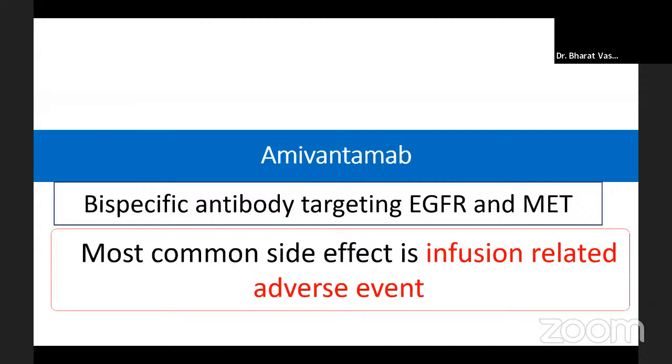So 60, 70%, the first dose is horrible. You can't give this drug without the presence of a doctor because 7 of the 10 will have an infusion-related adverse event. It is a dictum probably rather than an exception. So infusion, you have to be sure. Amivantamab day 1, you have to be there beside the patient.